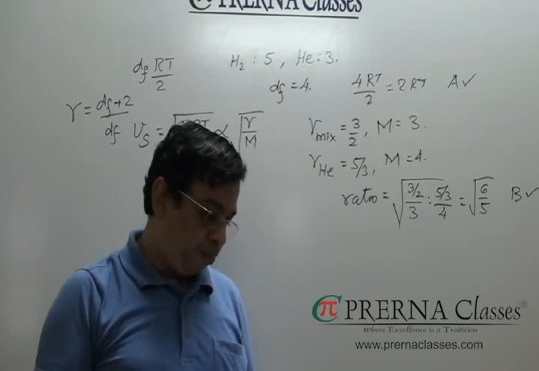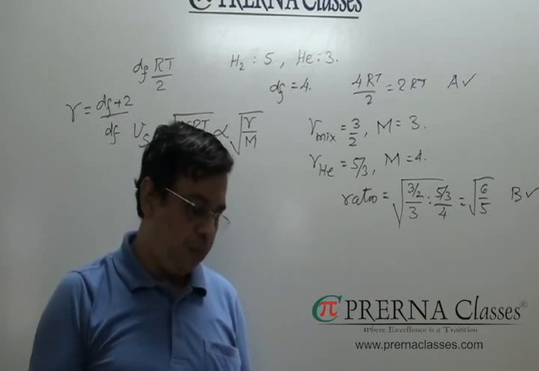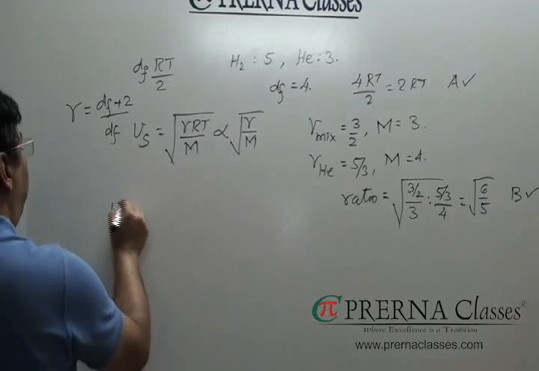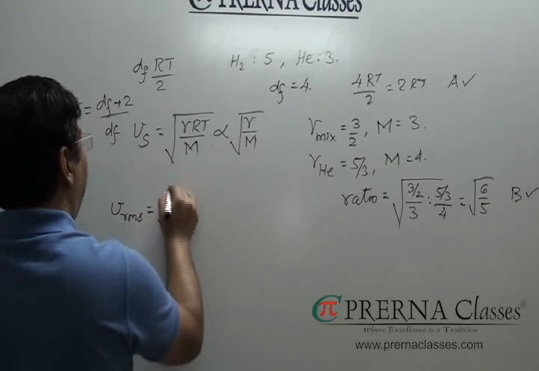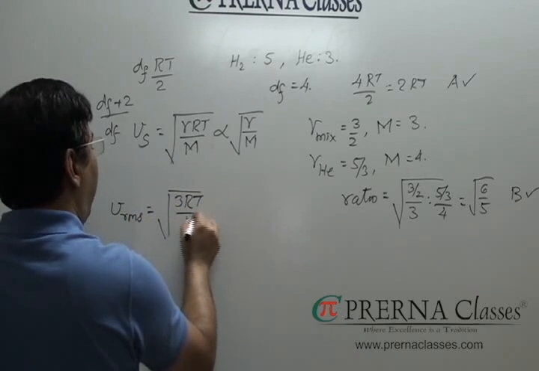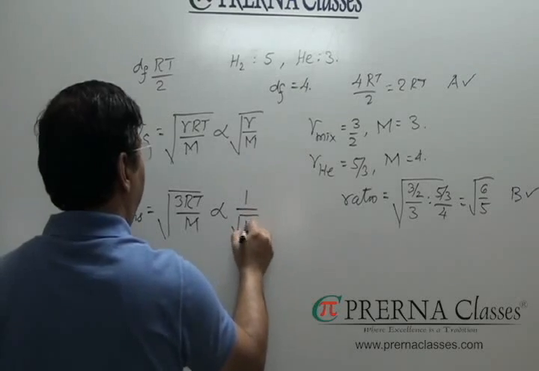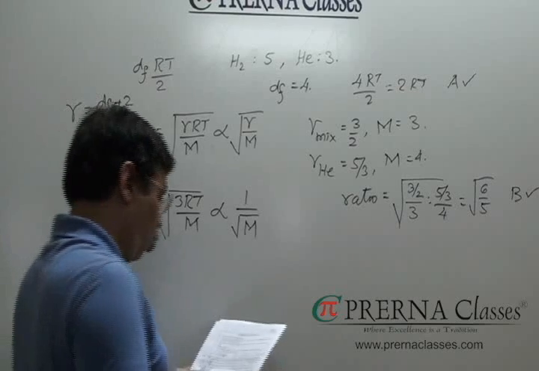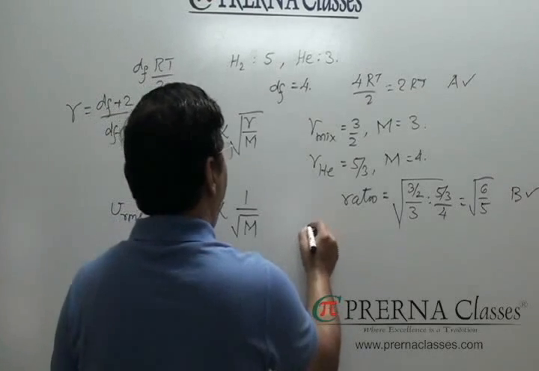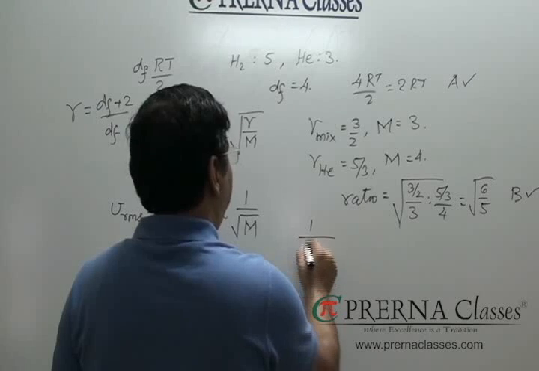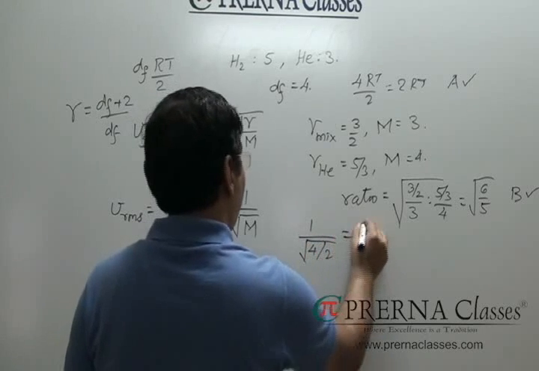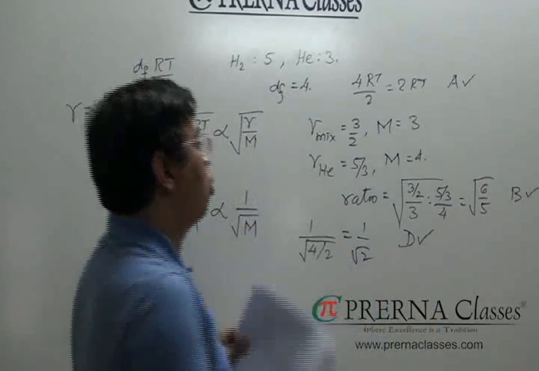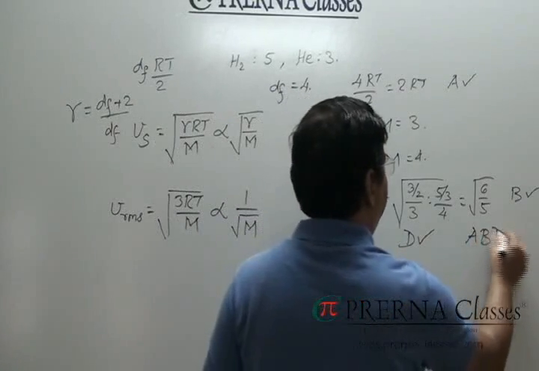The third part that we are looking at is the RMS speed of helium atom and hydrogen molecules. We know that the RMS speed is given by root of 3 RT by m, that is, it's proportional to 1 by root m. Since the molar mass of hydrogen is going to be 2 and that of helium is 4, the ratio that we are looking at then is going to be 1 by root of 4 by 2, that is 1 by root 2. Hence, option D is going to be correct. So the correct answer for this section then is going to be A, B, D.